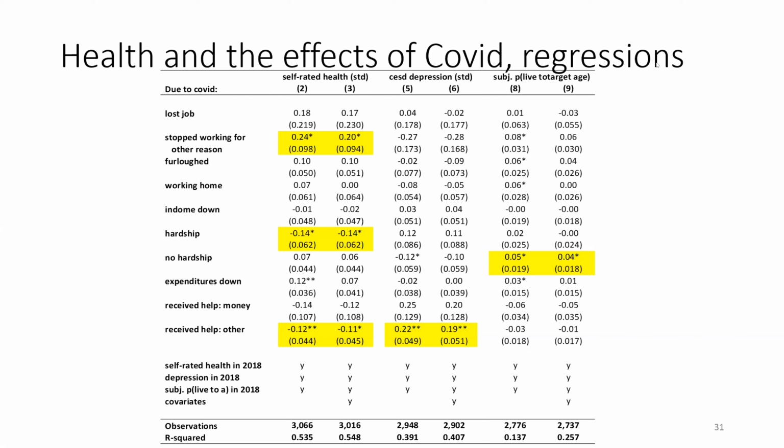There's something that we see about help received. Non-monetary help received is associated with worse health and higher levels of depression. Probably it's again reverse causality.